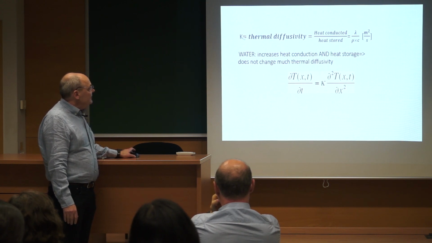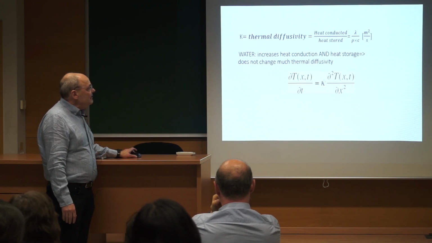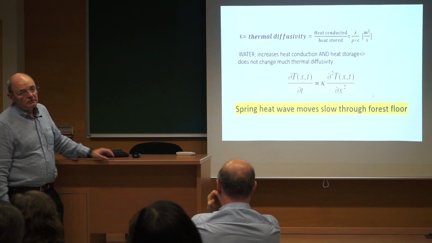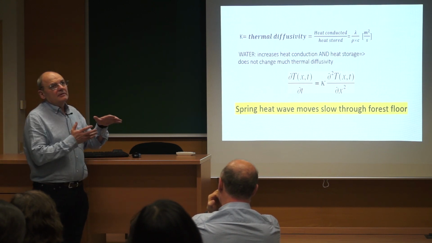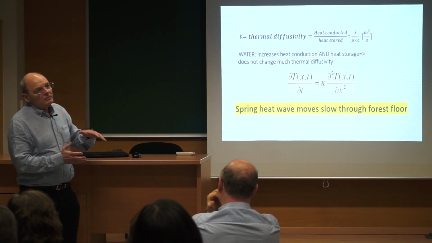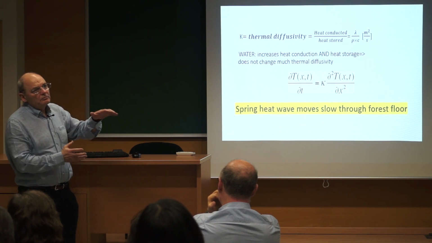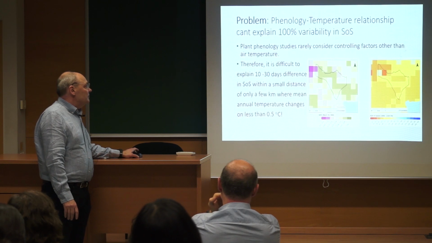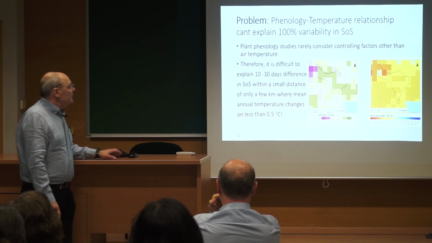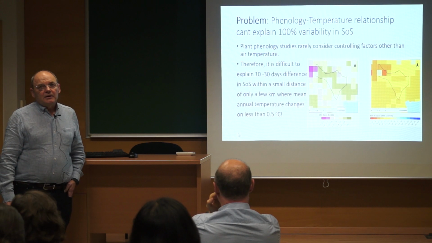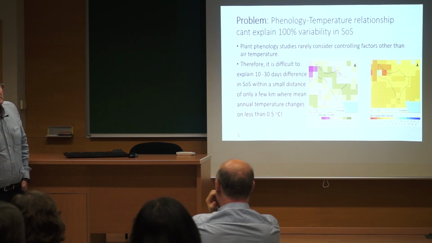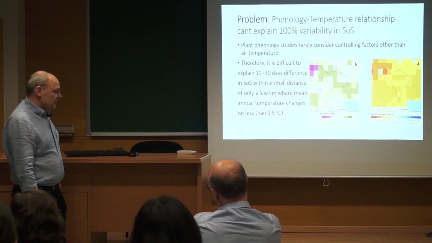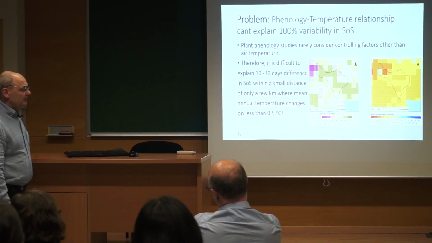Here K is this thermal diffusivity, and the smaller the K, the slower this wave moves through the forest floor. So the spring thermal wave moves slower through the forest floor than it could move through snow or through mineral soil. That turns out to be important for our conversation. Now, which problem were we investigating, or which problem we tried to resolve by this work.